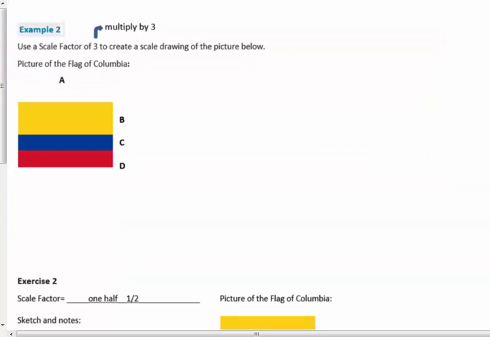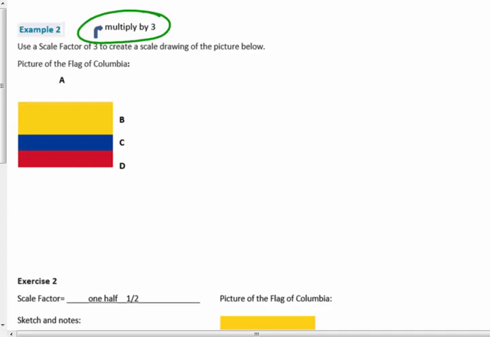Use a scale factor of 3 to create a scale drawing of the picture below. You're going to need a ruler to do this. Hopefully you have some kind of a ruler at home. If not, use a straight edge and do your best guess. But I really hope that you have a ruler, a math tool at home. A scale factor of 3 means, as you can see in my little note here, multiply all of the dimensions by 3.